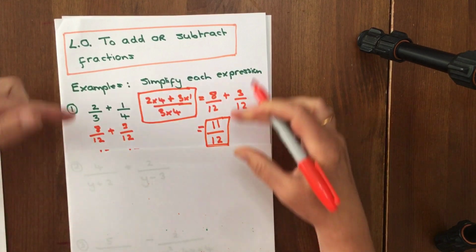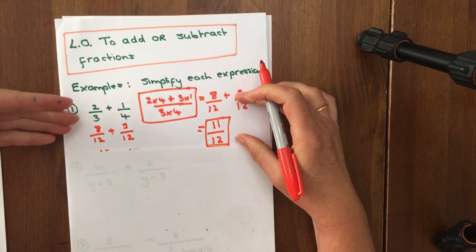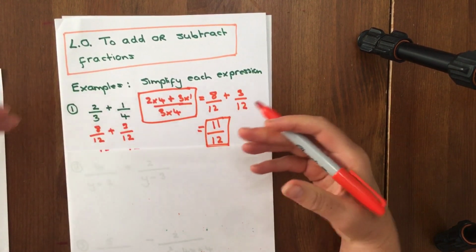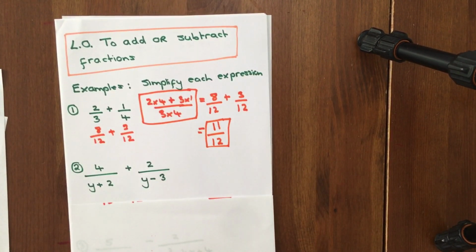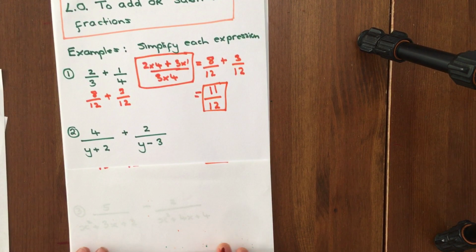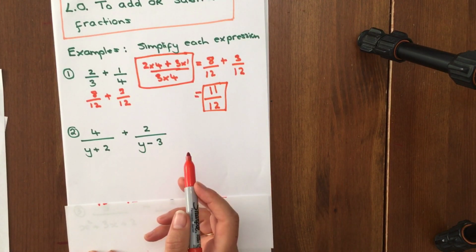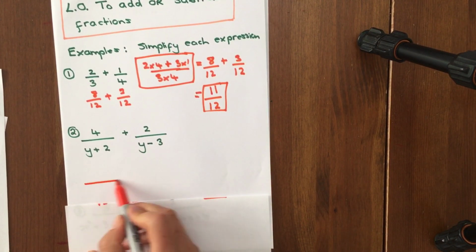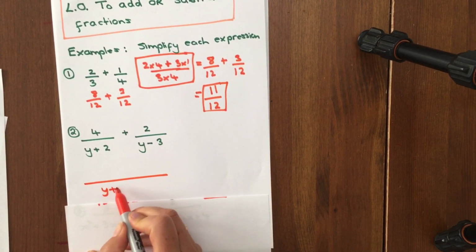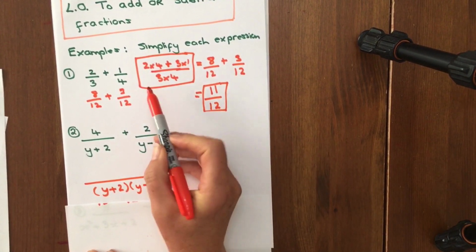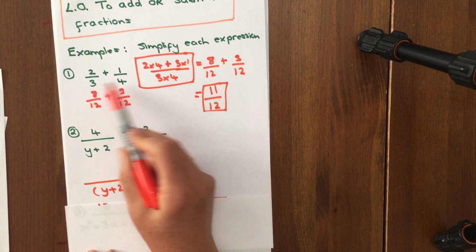Okay, so keep on reverting back to how to do it with numbers if you forget to do it with algebra, because it's the same principle. Right, so let's look at an algebra example. So what's the first thing I need to do? The first thing I need to do is to make the denominators the same. So I'm going to multiply the denominators together, like I did here, doing 3 times 4.